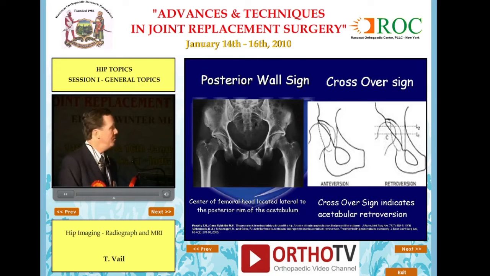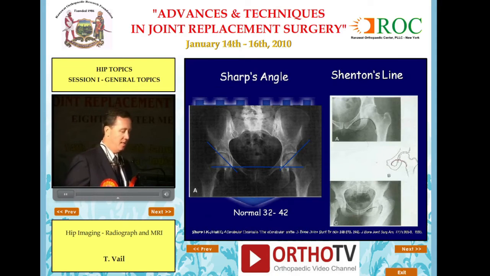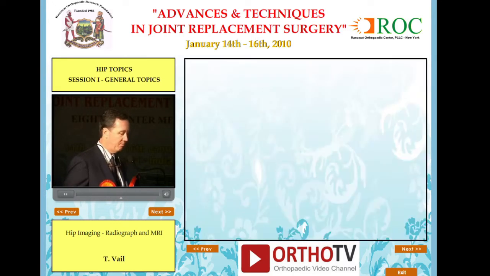This is interesting and new, the idea of crossover sign as it defines impingement. We'll talk about this in a little bit more detail, but the idea is that from an AP pelvis you can trace out the anterior rim and the posterior rim, and when there's crossover of the anterior rim over the posterior rim, there's potential for anterior impingement, and that may have implications in treatment decisions. Shenton's line is the most commonly used method of assessing in DDH whether the hip is anatomically aligned and whether it's displaced from its normal position.